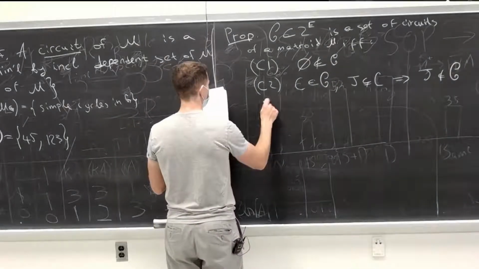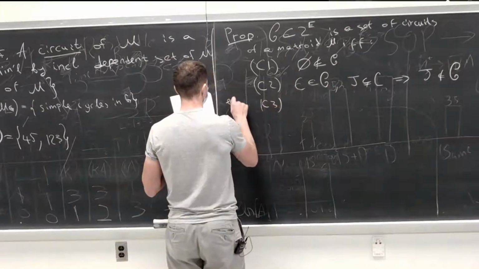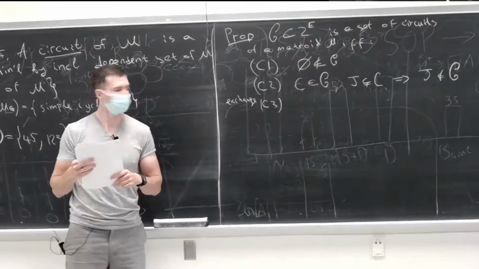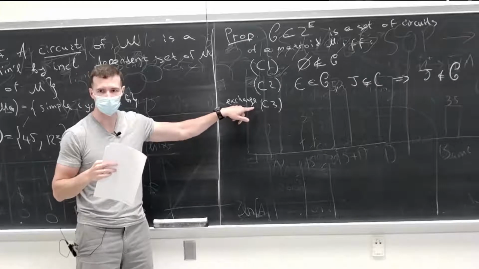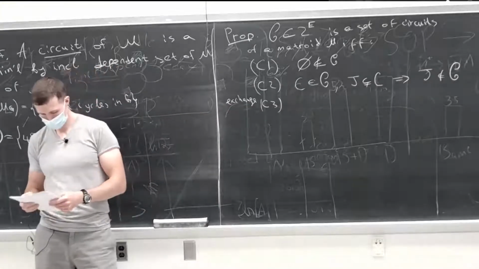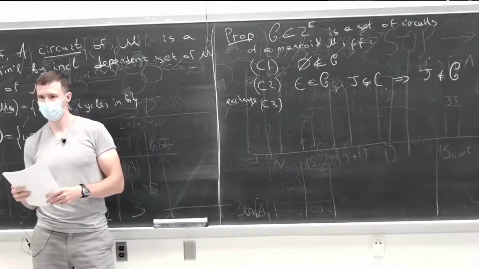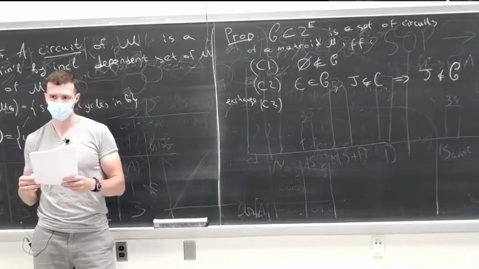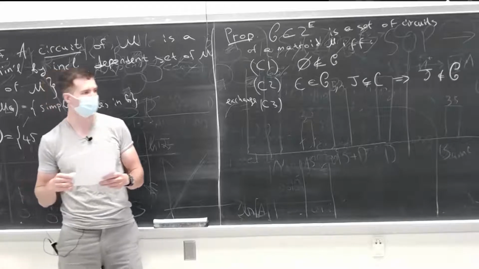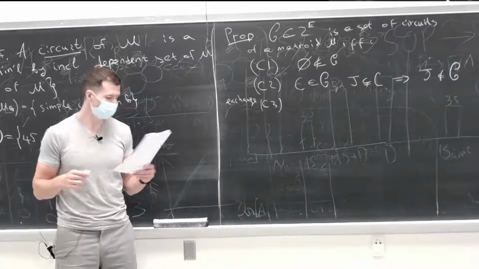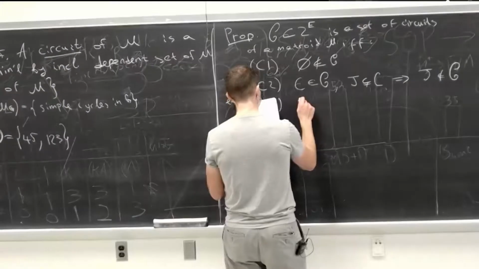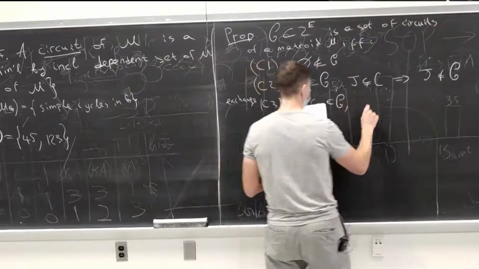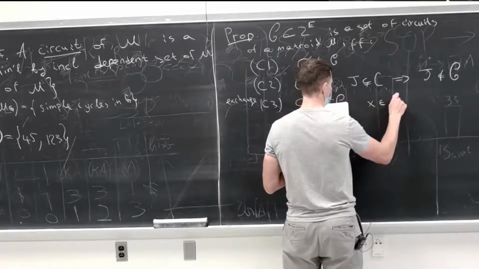And finally, the exchange axiom. Anybody want to guess the exchange axiom? Let me give you the first part of the axiom. Let's say you have two circuits, C1 and C2, and then let's say they have an element in common.